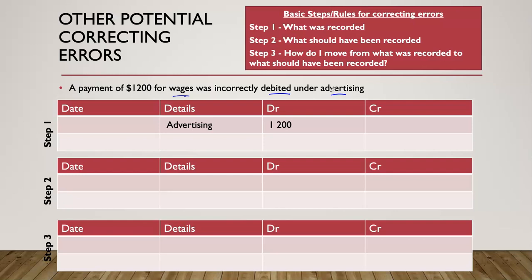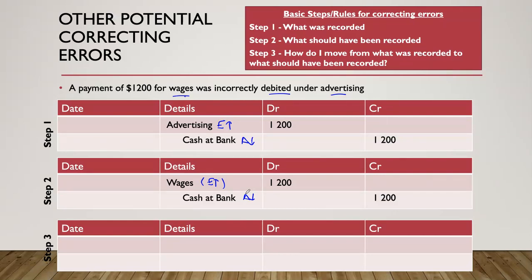We also would have done a double entry, and the other side was we would have recognized the payment of cash as a credit. So essentially, when they originally recorded it, they said the expense advertising went up and the cash, which is an asset, went down. What should have been recorded is we should have recorded wages as an expense increasing and cash going down by $1,200. So we then look at this and go, what do we need to do to fix this up?